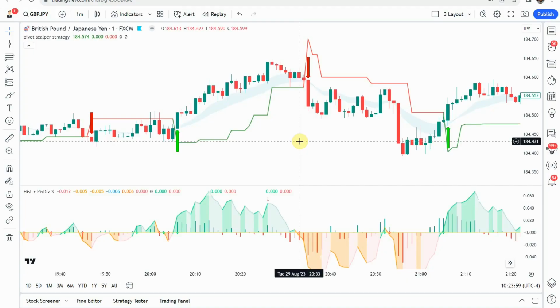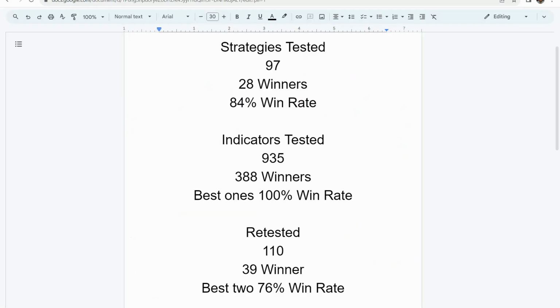Alright, as I said, today we will be testing a 1-minute scalping strategy. Before we do though, I wanted to put the testing scoreboard up for everyone to see. So to date, we have tested a total of 97 different strategies, with 28 of them being winners. The best one so far was able to achieve an 84% win rate. That is the Z-score probability indicator matched with the Academy of Forex scalping indicator.